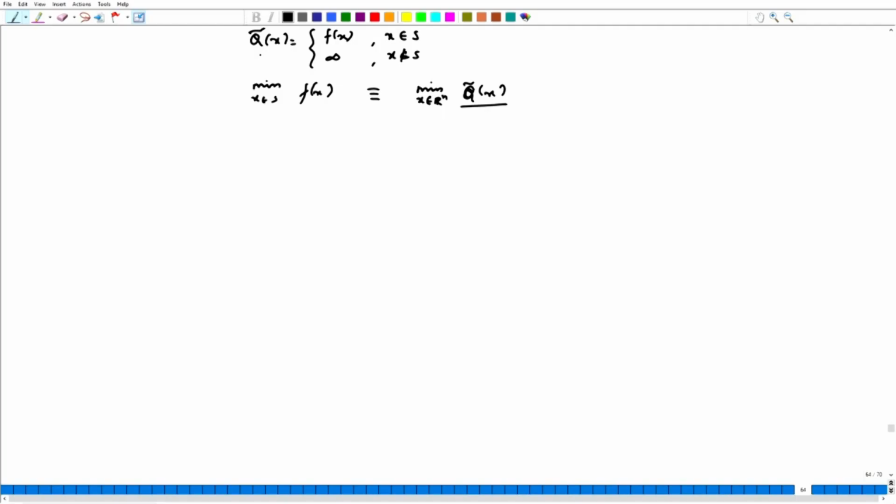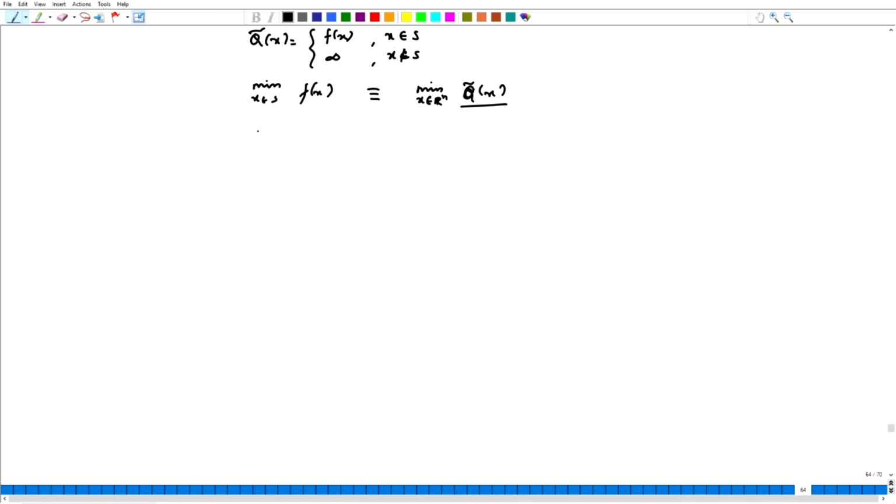So, if you recall, we started with a function q tilde of x, which is f of x when x belongs to the constraint set and infinity when x does not belong to the constraint set. Okay. So, this is perfectly equivalent to what we want to solve, but there is a problem that q tilde of x is not smooth, okay, not differentiable, right. So, how to make it differentiable?